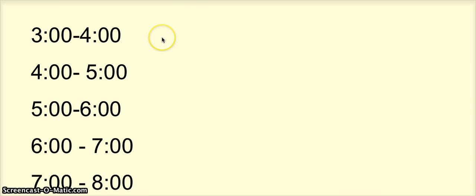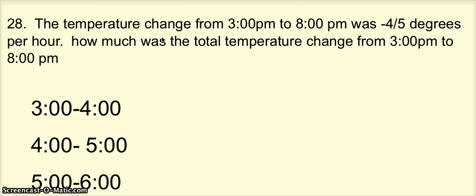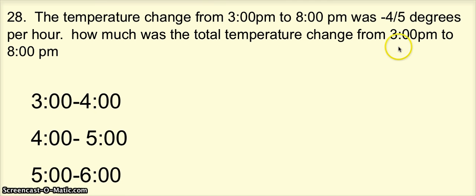In each of these hours, the temperature decreased by 4/5 of a degree. So that means during this hour, the temperature went down -4/5. During this hour, same thing. The temperature decreased by -4/5, and so on.